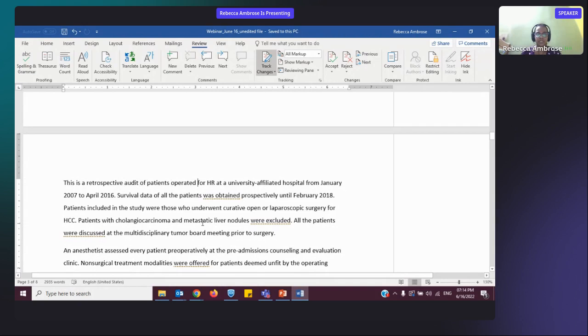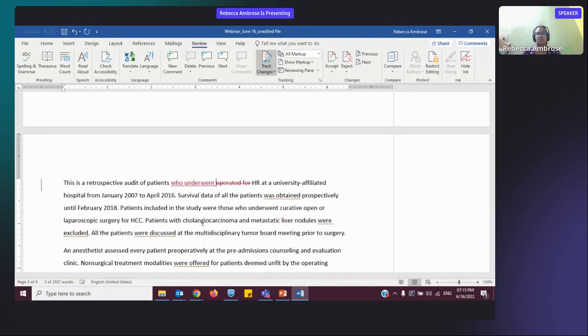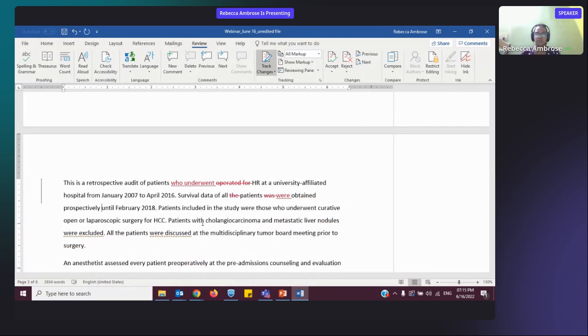This is a retrospective audit of patients operated, we can just say, who underwent HR at a university affiliated hospital from blah blah blah. Survival data of all patients, we don't need the over here. Survival data of all patients were obtained prospectively until this date. Patients included, we can just say, included patients who underwent curative open or laparoscopic surgery for HCC. Patients with cholangiocarcinoma and metastatic liver nodules were excluded.